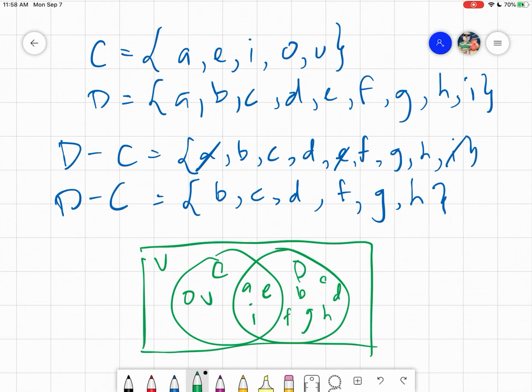So, kapag ikaw ay D, binawasan mo ni C, ang isi-shade mo ay ito naman. Okay? Take note, hindi yan laging nandoon sa left side. Pwede rin siya doon sa right side. And this is your D minus or difference C. Okay? And so far, yan lang muna yung ating set operation.